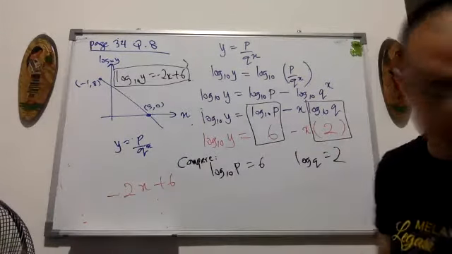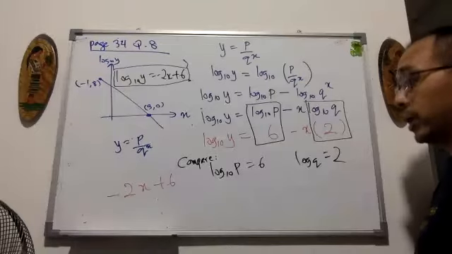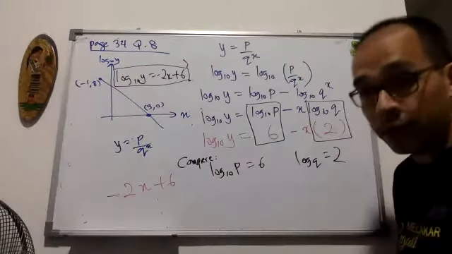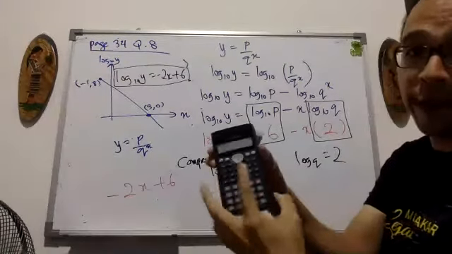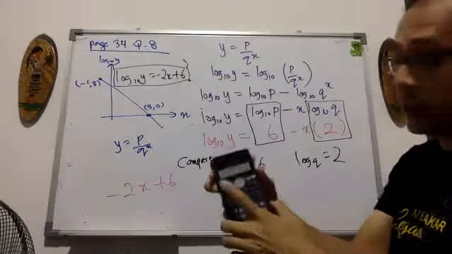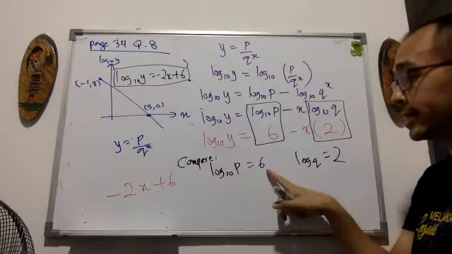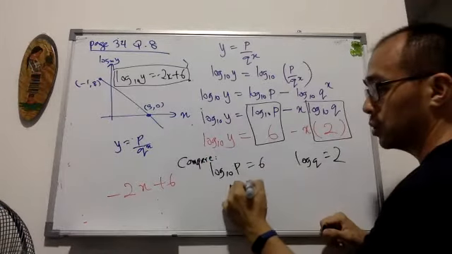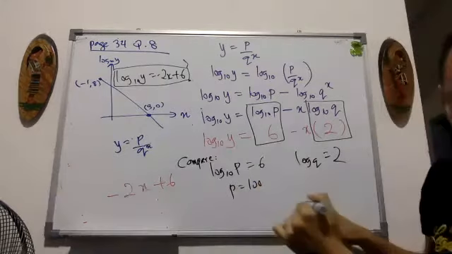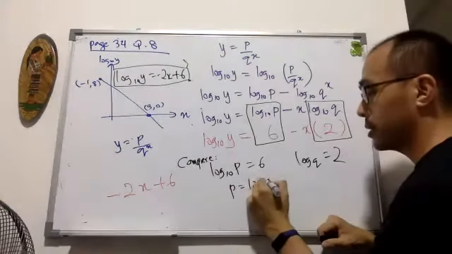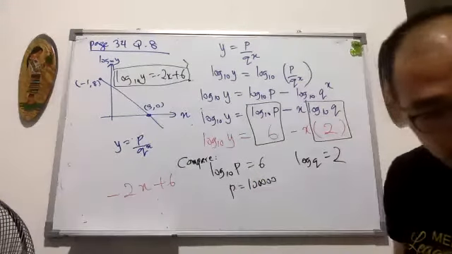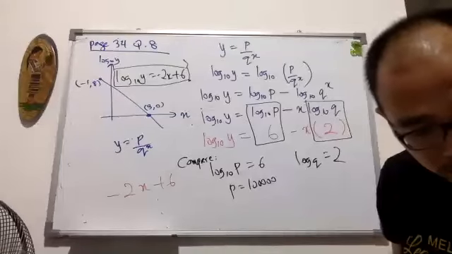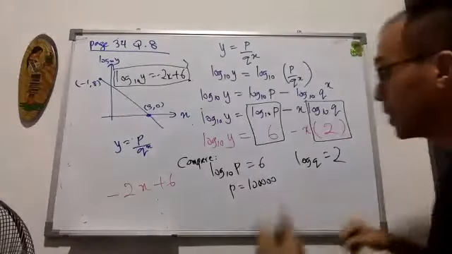Okay, yes, log q equals 2. And then how do you find p and q from here? All you have to do is just press shift and log. So you press shift log 6, then you will get p equals 10 to the power of 6. Sorry, 1 million.